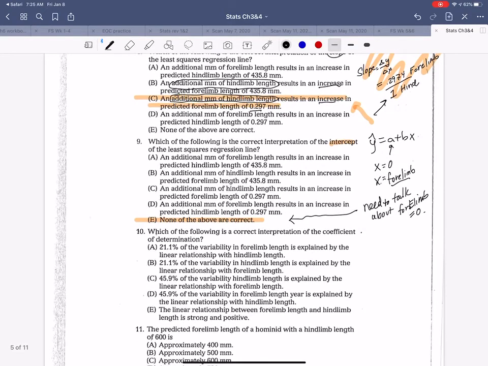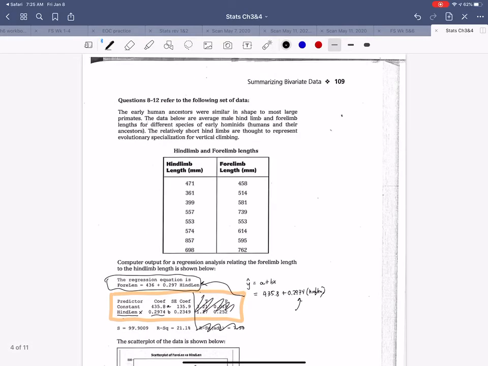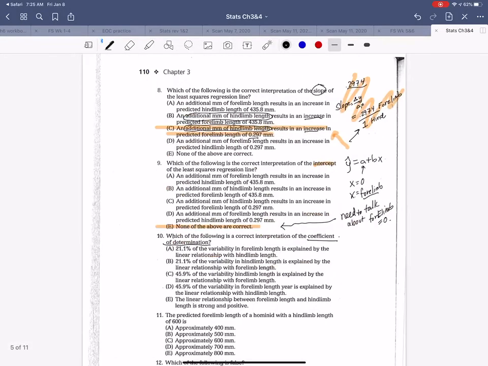Question 10. Which of the following is a correct interpretation of the coefficient of determination? Okay, so I don't know if this went in my notes. Did I stick this in here? It comes up sometimes, so we might have to Google this, or here's a perfect example where we're going to maybe add it to our chart here. So our coefficient of determination is our r squared. So that's another name for r squared, our coefficient of determination. All right, and r squared is 21.1. Okay, so we like these.